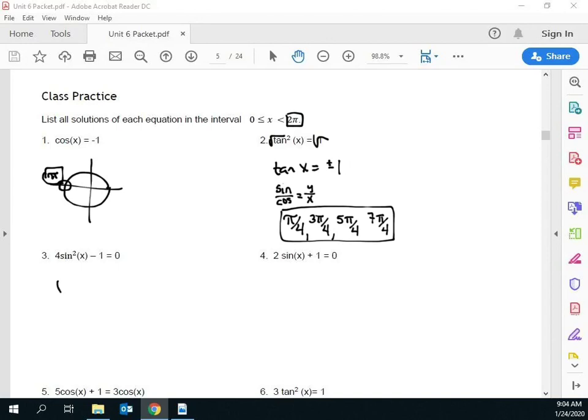On to number 3. So, what do we do to solve this, guys? Come on now. Add 1. Can somebody else besides Johnny answer that question, please? I know it's Friday morning and some of you are still trying to wake up, but we've got to get started. What's next? Divide by 4. Thanks for chiming in. And then finally it's sine squared, so what do we do? Square roots.